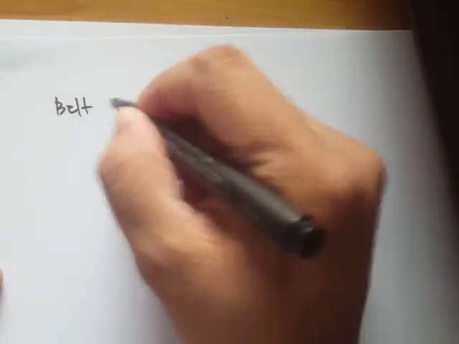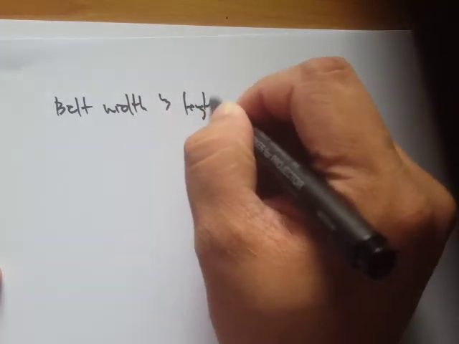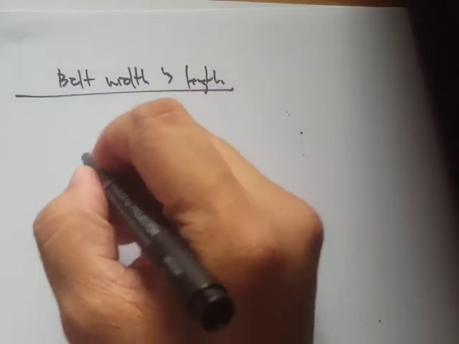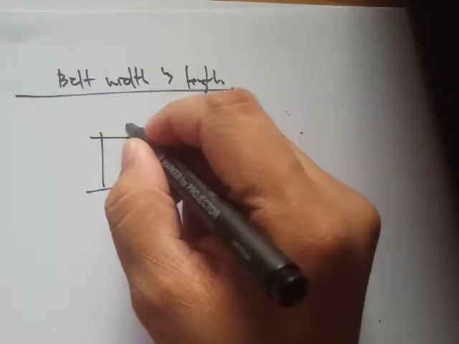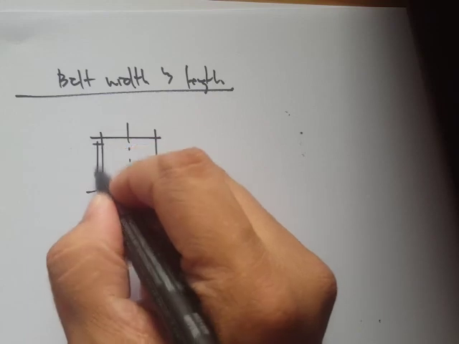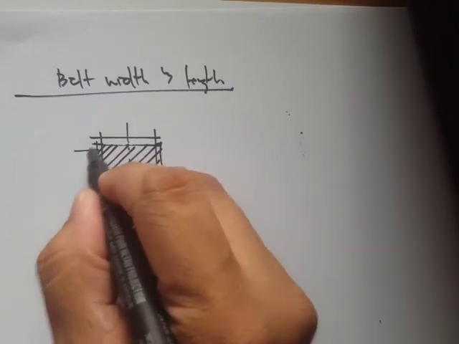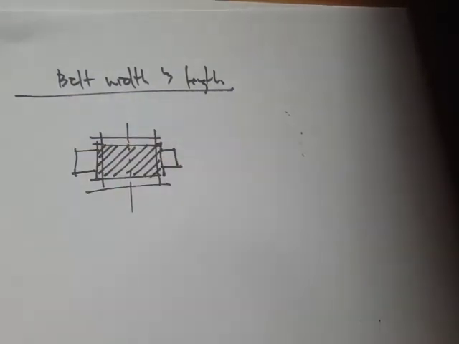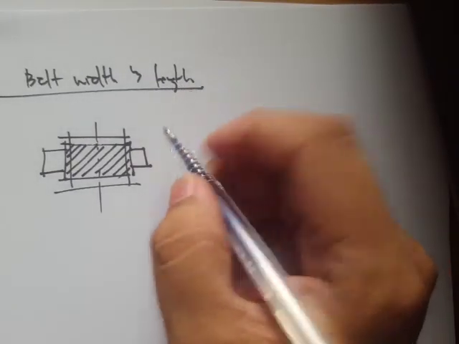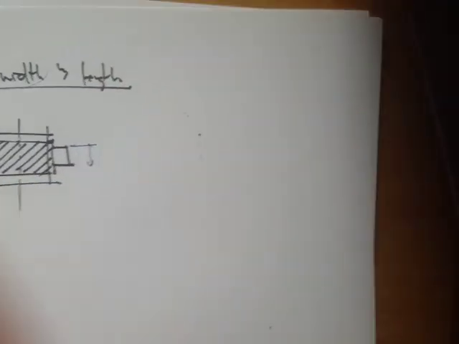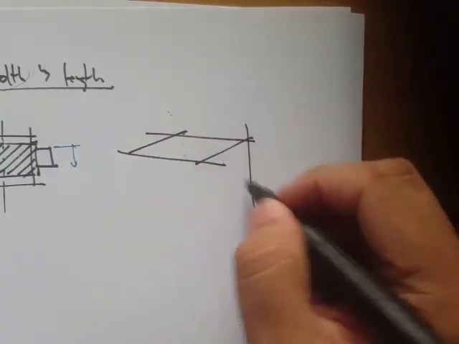Alright, so now let's talk about the calculations. Now for the calculations, we have belt width and length. Okay, so if we try to draw, let's say we have this top view, let's say this is our pulley, then this will be our belt. Okay, so this is our belt, and this will be our bucket. So the belt width and length. For the belt width, let's say this is our bucket dimension.